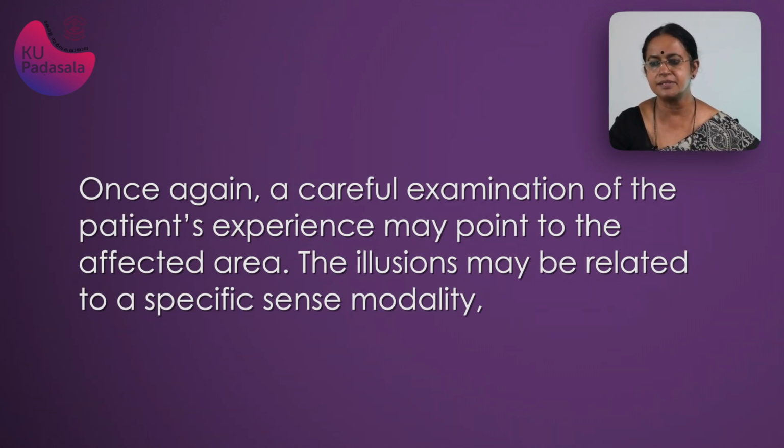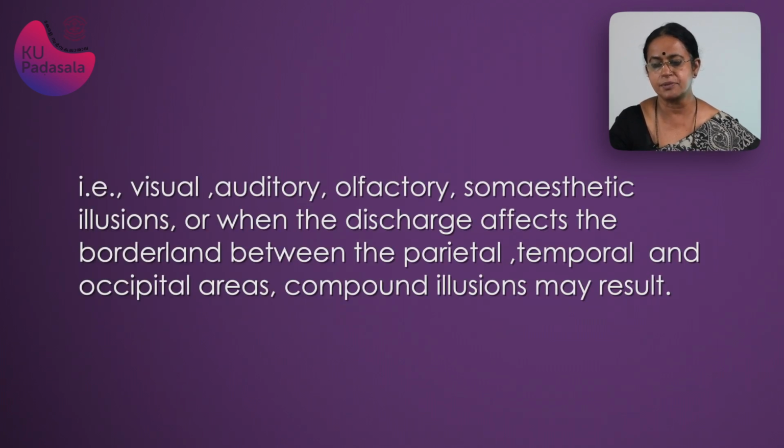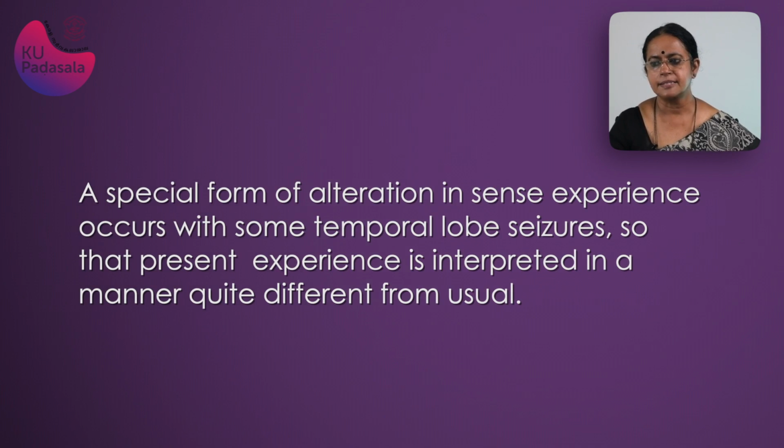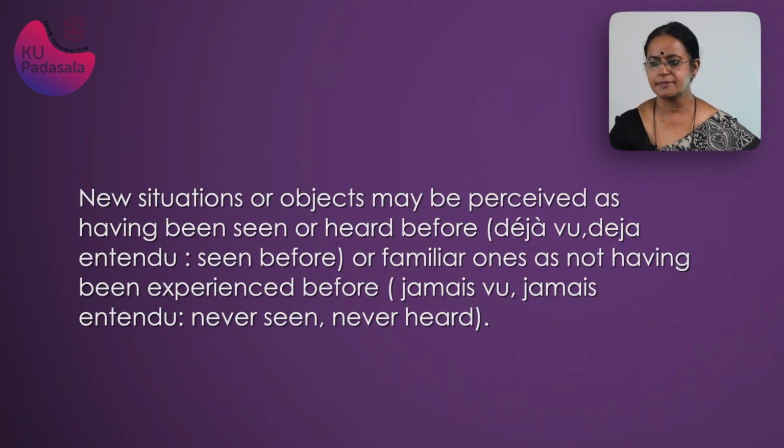The illusions may be related to a specific sense modality, that is, it could be visual, auditory, olfactory, or somesthetic illusions, or when the discharge affects the borderland between parietal, temporal, and occipital areas, compound illusions may also occur. A special form of alteration in sense experience occurs with some temporal lobe seizures, so that present experience is interpreted in a manner quite different from usual. New situations or objects may be perceived as having been seen or heard before, in which case it is known as Deja Vu or Deja Entendu, which means seen before, or familiar ones as not having been experienced before, in which case it is known as Jamais Vu or Jamais Entendu, which means never seen, never heard.